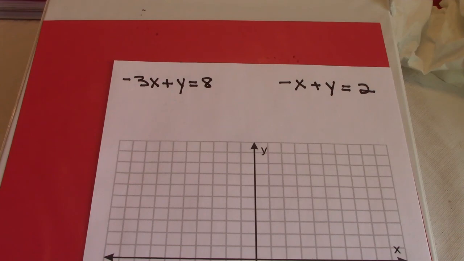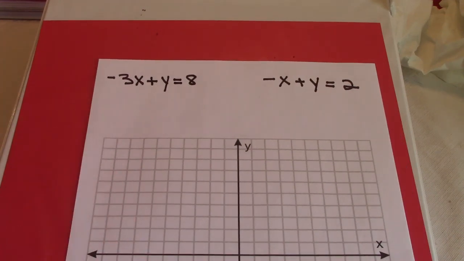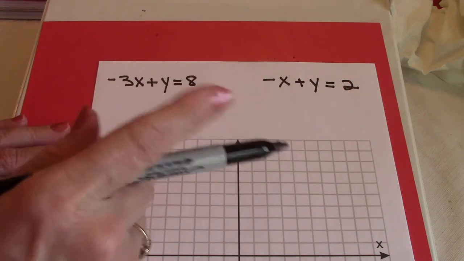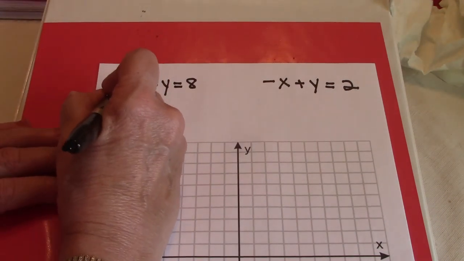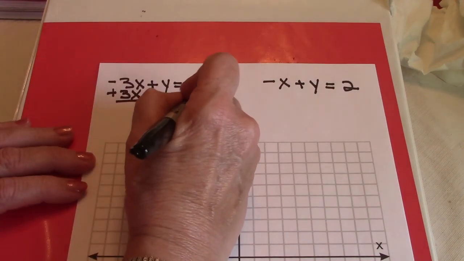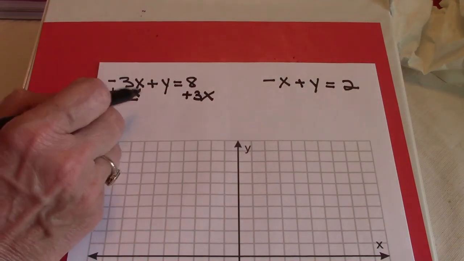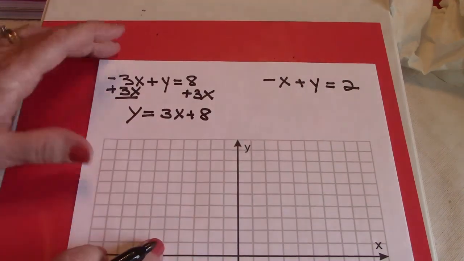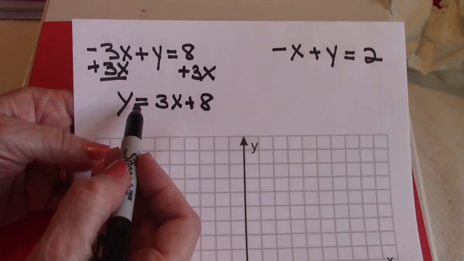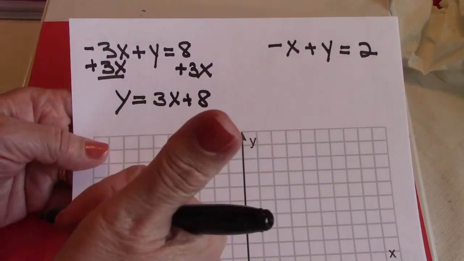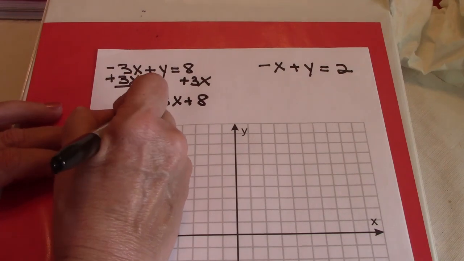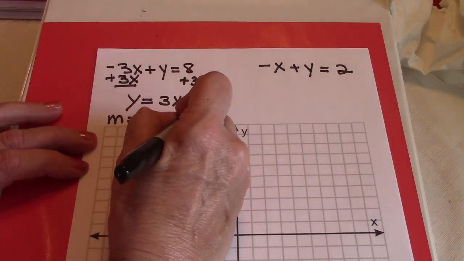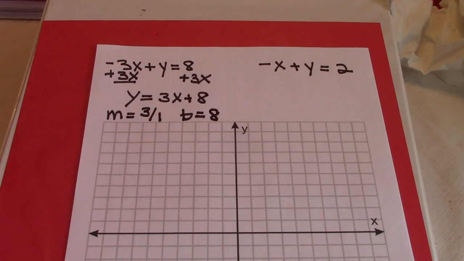To put them in slope-intercept form means I simply need them to be y equals mx plus b. Y is already by itself. All I have to do is get the x on that side. So remember, I can do anything to one side as long as I do it to the other. If I add 3x to this side and add 3x to this side, these will cancel, leaving me with y equals 3x plus 8. Y equals mx plus b. Golden, all right? So my m is 3, and again, I want it to be 3 over 1, because I need rise over run, and my b is 8.